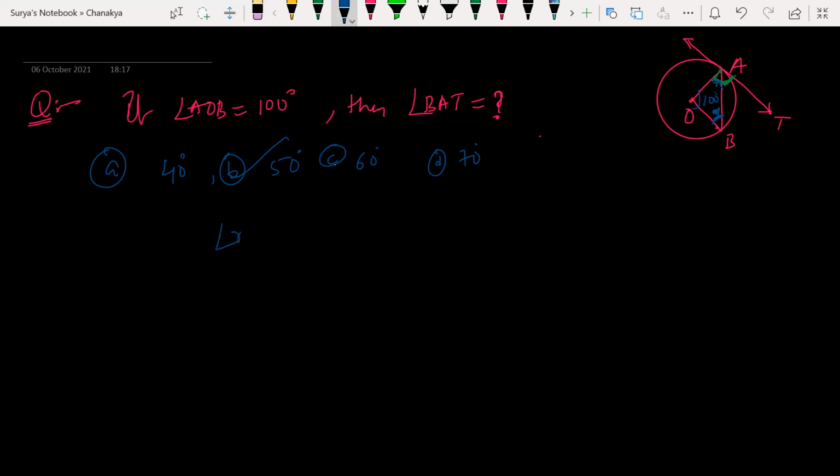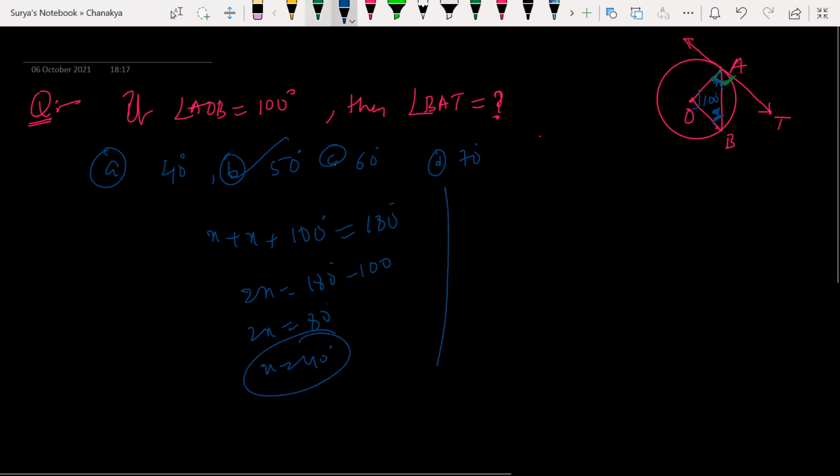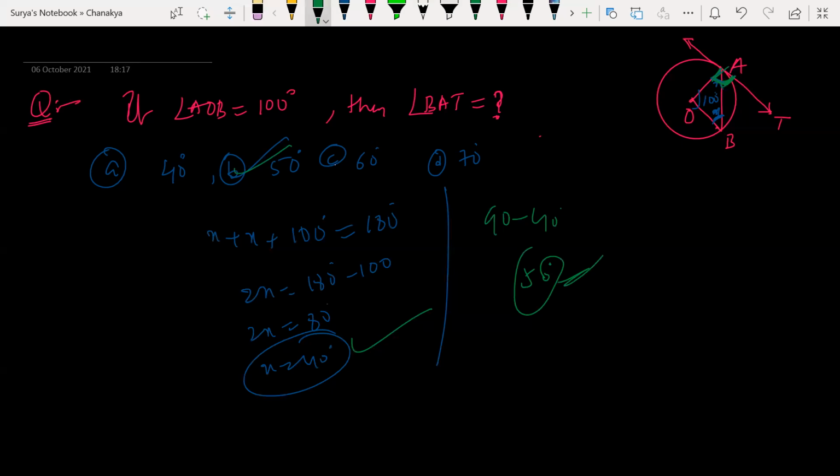So 2 times x, sum of all angles, right: x plus x plus 100 is equal to 180. So 2x is equal to 180 minus 100. So 2x is equal to 80. x is equal to 40. x is equal to 40 means what will be this part, the green color part? Look at this, this will be 90. So in that 90, I have 40. Remaining is what? 50. 90 minus 40. Very simple. Next question.